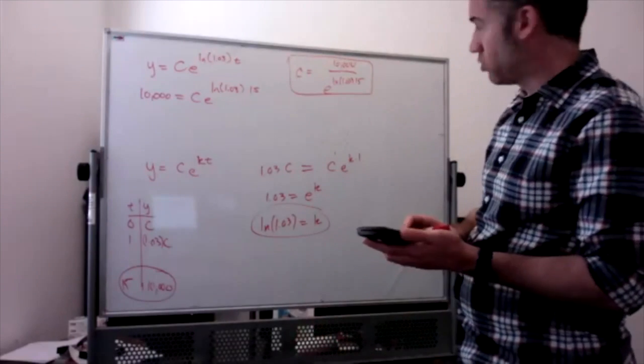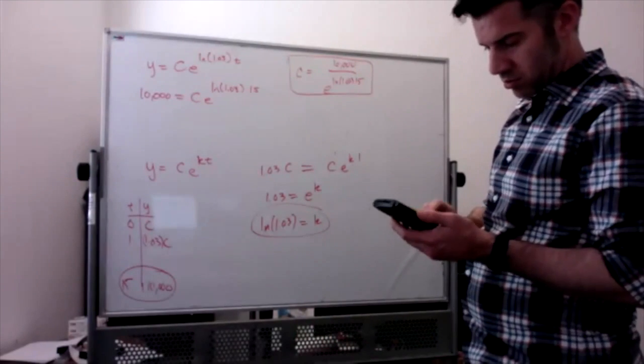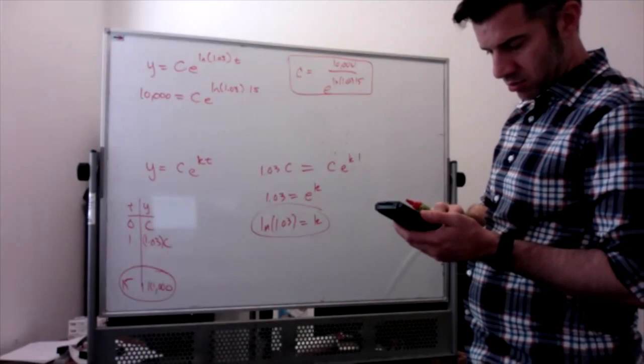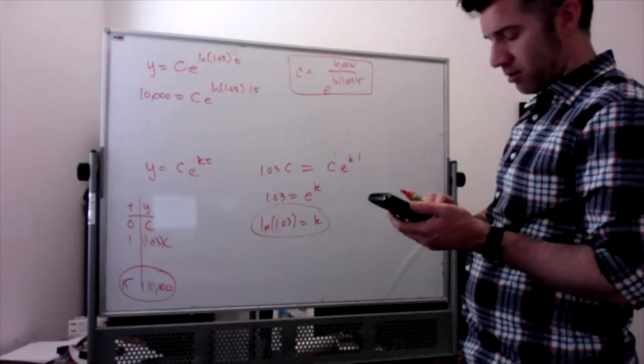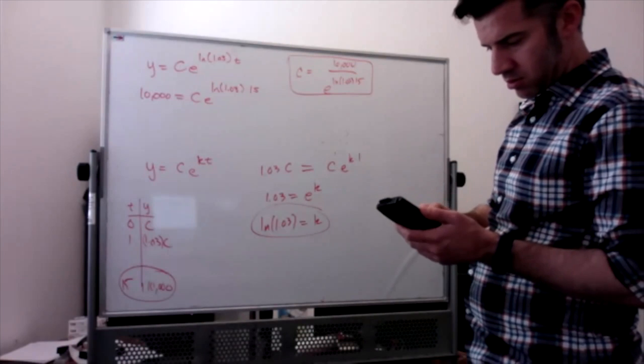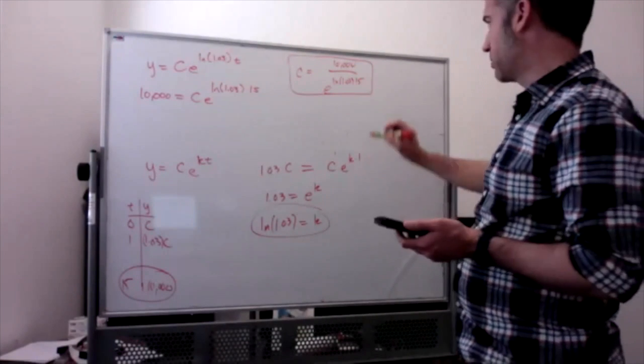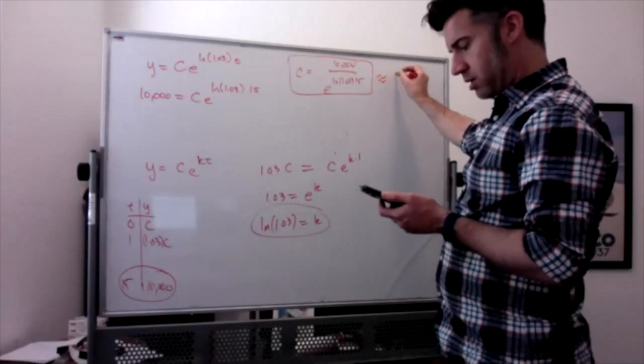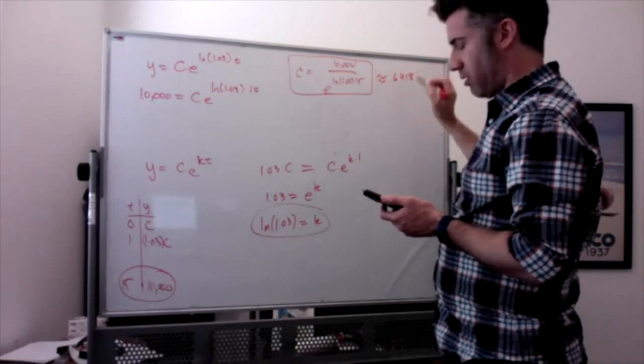Let's see. So that's going to be approximately 6,418 bacteria. Okay.